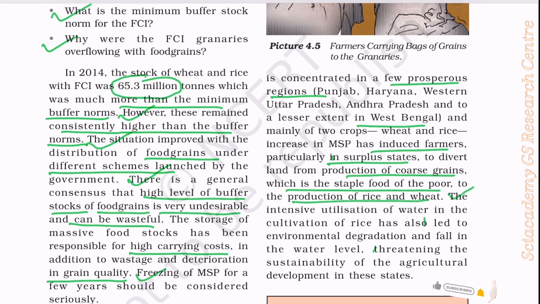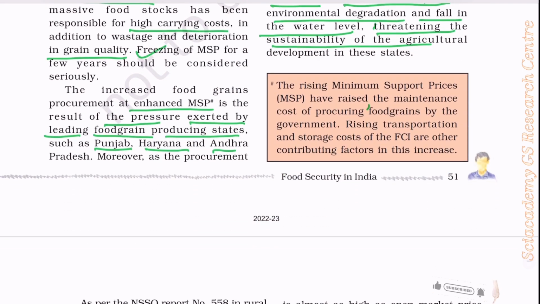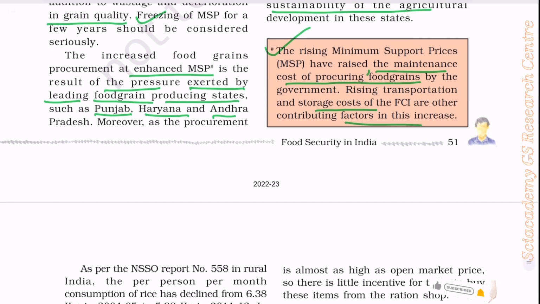The intensive utilization of water in the cultivation of rice has also led to environmental degradation and fall in the water level, threatening the sustainability of the agricultural development in these states. The rising MSP, that is minimum support prices, have raised the maintenance cost of procuring food grains by the government. Rising transportation and storage costs of the FCI are other contributing factors in this increase.